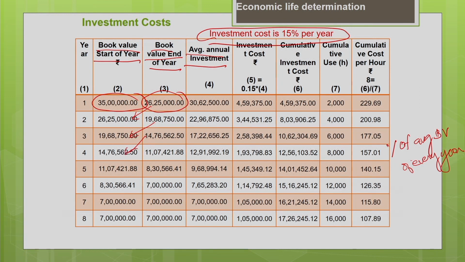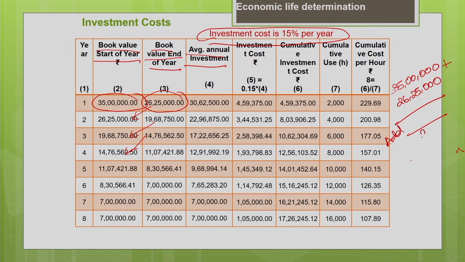Now, you find the average book value for every year. Say for the first year, you calculate the average: 35 lakh plus 26 lakh 25,000. This is at the start of the year, this is at the end of the year. You add it and divide it by 2, and you will get the average. So the average is found to be 30 lakh 62,500 rupees. The average book value for the first year is 30 lakh 62,500.